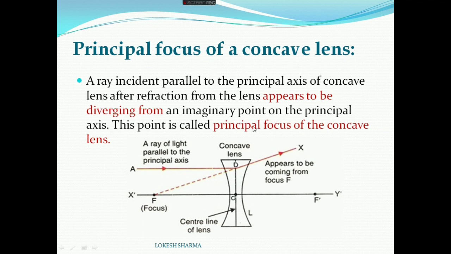Now, principal focus of the concave lens. The ray incident parallel to the principal axis, after refraction from the concave lens, appears to be diverging from an imaginary point on the principal axis. This point is called the principal focus of the concave lens.